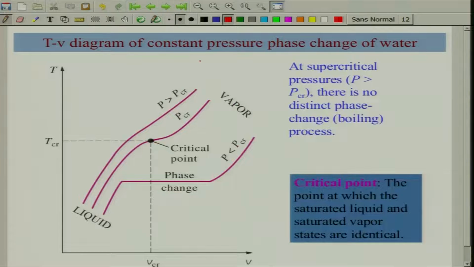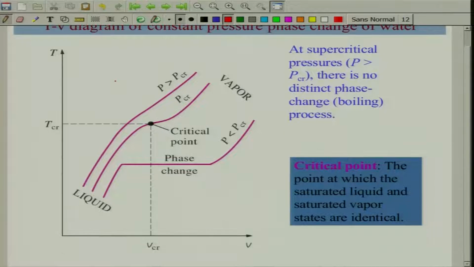Now, we can also summarize this in a simple curve here, which is addressing the same thing. What we are trying to emphasize is that this is the TCR, and the corresponding specific volume or molar volume is VCR, where CR stands for critical point. Anything beyond that is the supercritical region, where the pressure is greater than PCR. At supercritical pressures, that is P greater than PCR, there is no distinct phase change. That means boiling does not occur at pressure greater than PCR.